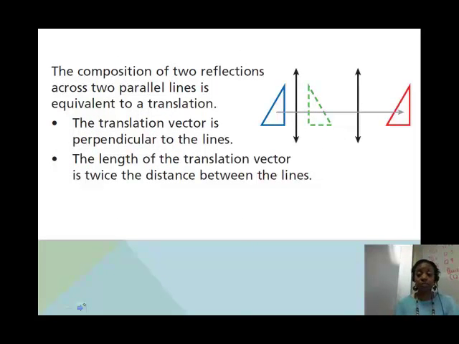The composition of two reflections over parallel lines is equivalent to a translation. The translation vector is perpendicular to the lines that it was reflected over. So here's our translation vector. And the other thing is that the length of the translation vector is twice the distance between the two lines. So if you measure the distance between these two lines and then double it, that's how far you went from the pre-image to the image.